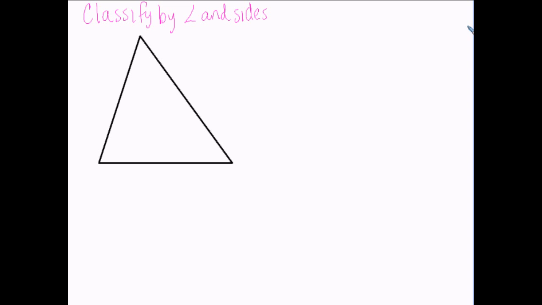Because 90 degrees is exactly straight like that, and obtuse is going to be bigger than this, so anything past there. So I already know from looking at this that it's acute, but I'm going to just measure it to show you guys how to measure it and double check myself. So I'm going to measure this corner angle first.